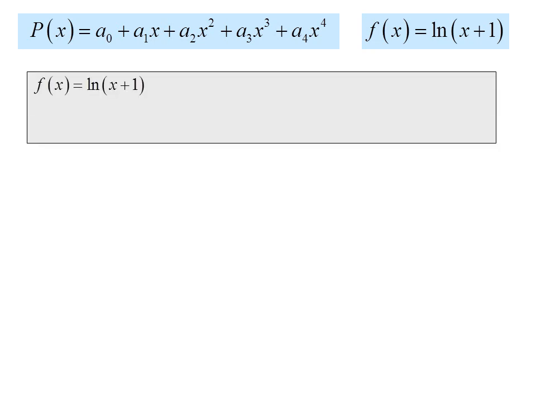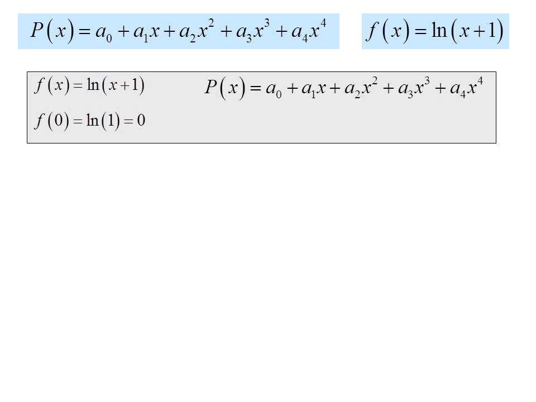So if f of x equals ln of 1 plus x, f of 0 equals ln 1, which is 0. If we take the form p of x equals our series, p of 0 would be a sub 0, because all the terms except the first one would cancel out. Therefore, a sub 0 must be 0.